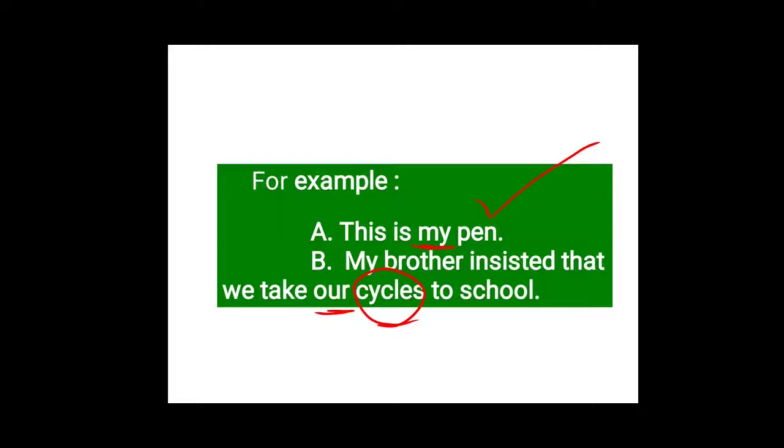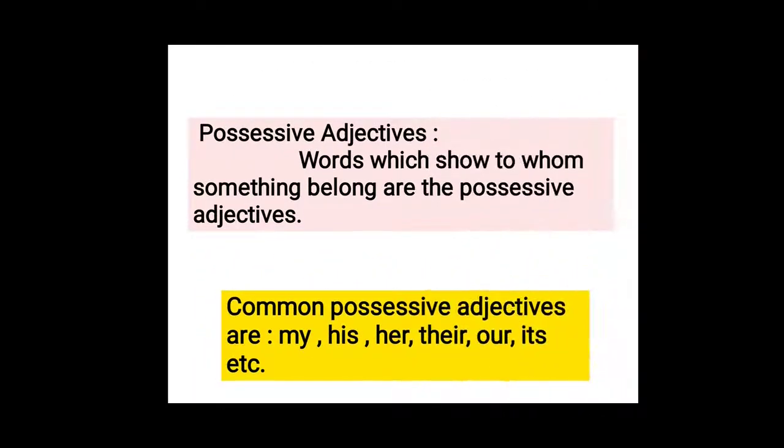So now students, the words that are showing the possession of something are our possessive adjectives. So the possessive adjectives are the words which show to whom something belongs. Means something belongs to somebody, which is reflected in the possessive adjectives. And some common possessive adjectives are my, his, her, their, our, its, etc.